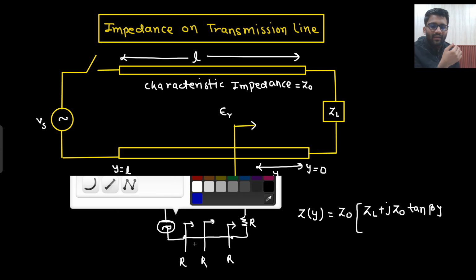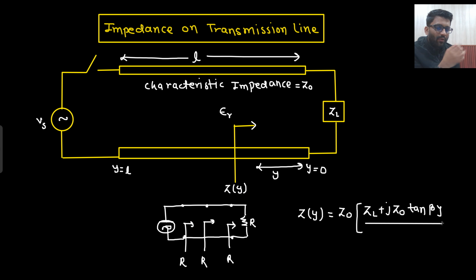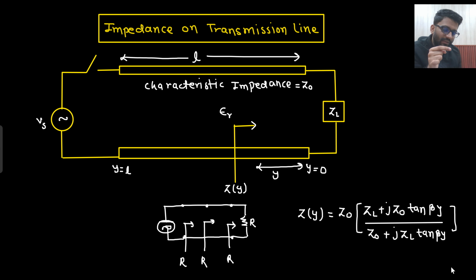Now, don't get afraid, sir, how will we remember the formula? Slowly you will remember. Just watch the video till the end. After that you will be very comfortable. But don't give up in between. So this will be the formula: Z0 into ZL plus jZ0 tan beta y upon Z0 plus jZL tan beta y.